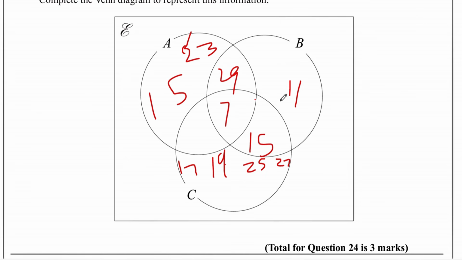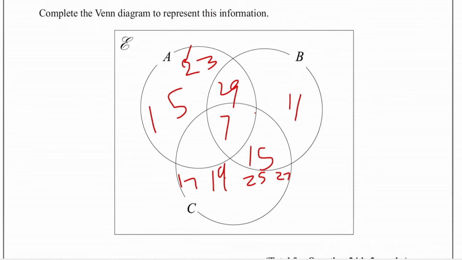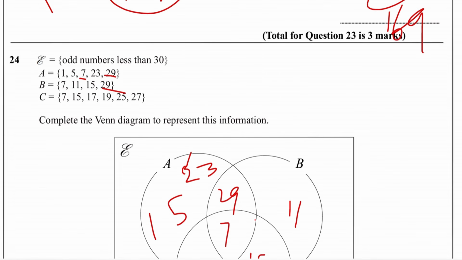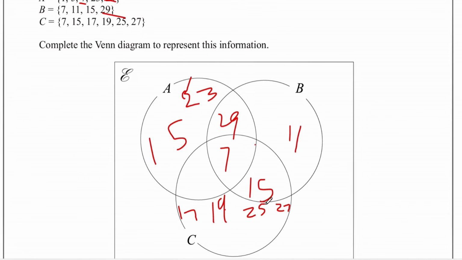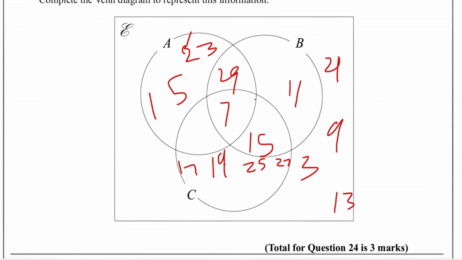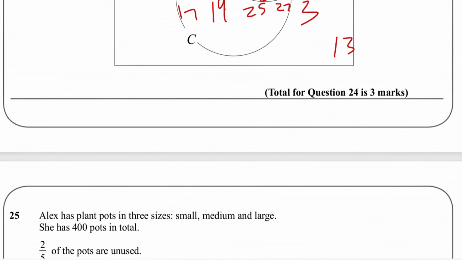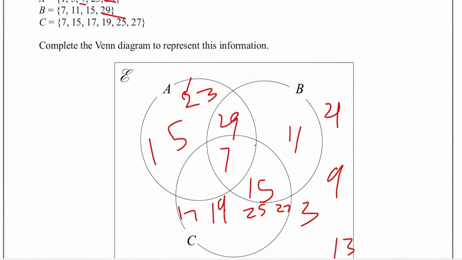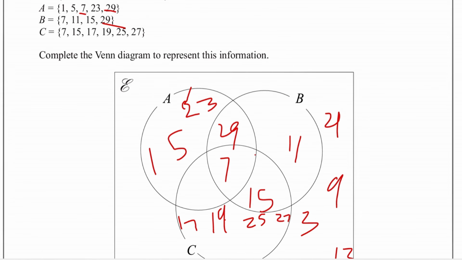Then, we have some of them not represented because what they said is all odd numbers less than 30. So when you look at it, 1, 3, 5. So you have some not there. You have 3, not there. You have 9. You have 13. You have 21. So you have to think of the odd numbers less than 30. So those ones are there. Now the next thing they're asking us is just to complete the Venn diagram. So that is it.